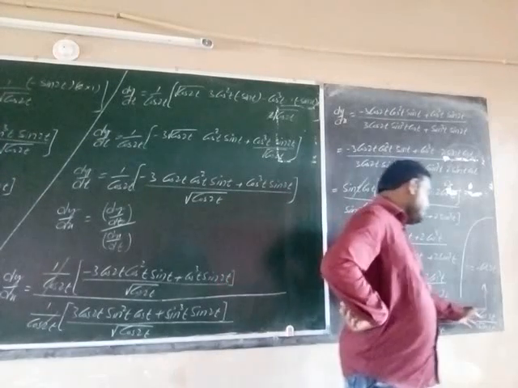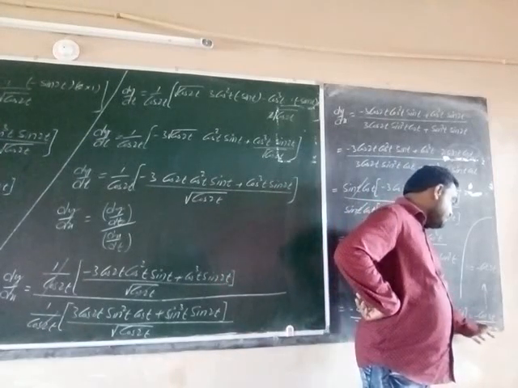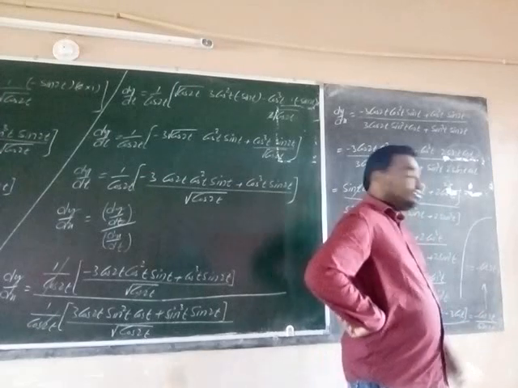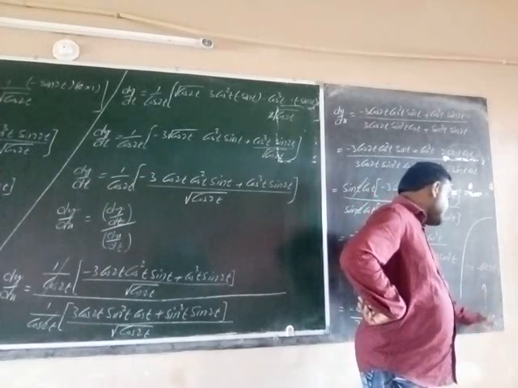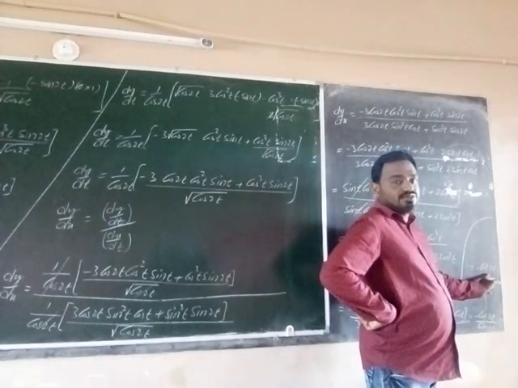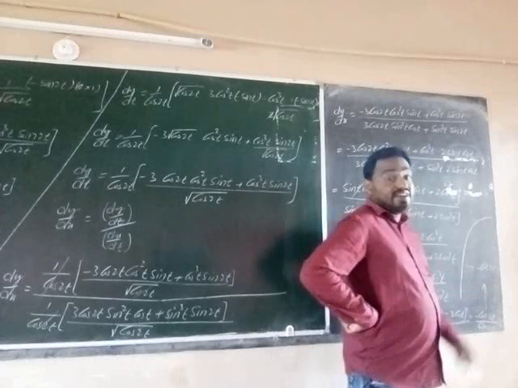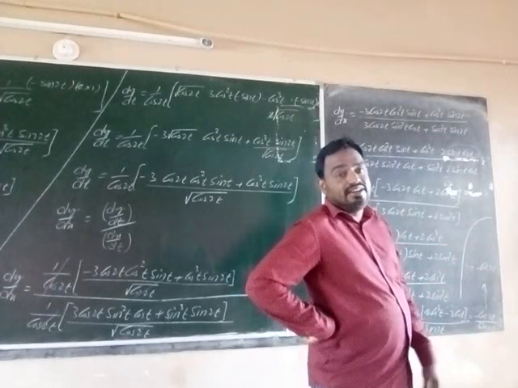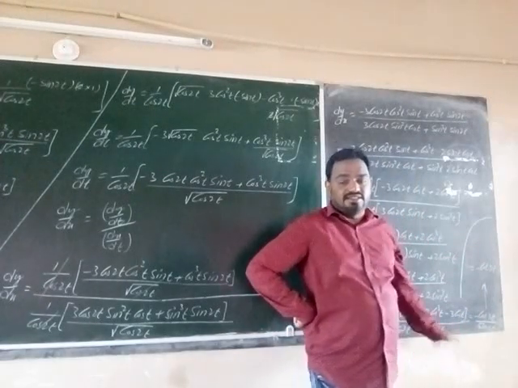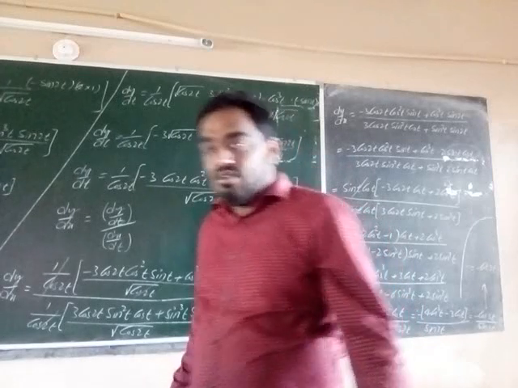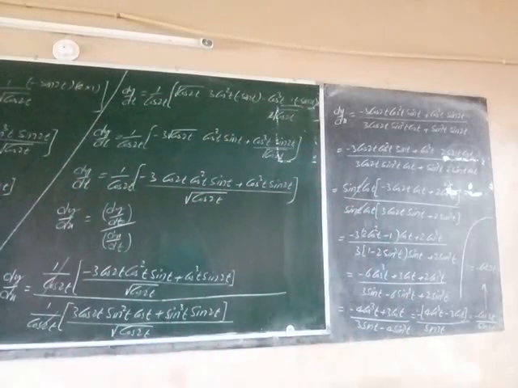So what we got here: minus cos 3t by sin 3t, and cos by sin is cot. So minus cot 3t is the dy by dx. This is our answer.